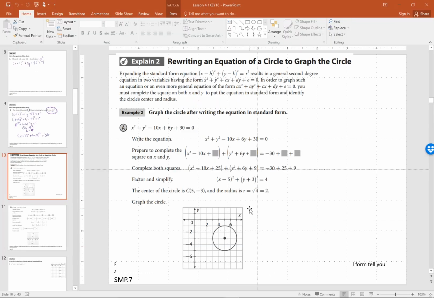So today we're going to leave off, we're going to start off with Explain 2, and we're only going to do Explain 2, and then you're going to hopefully have some time to work in class a little bit. So we're going to be rewriting the equation of the circle, and we're also going to graph the circle. So I'm going to read this paragraph with you since I'm not there today.